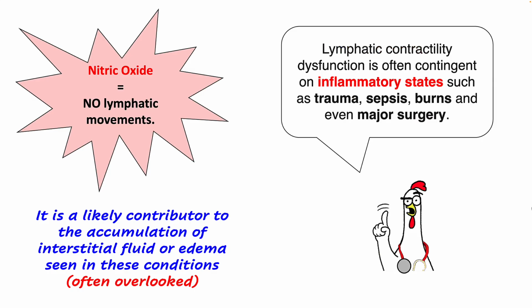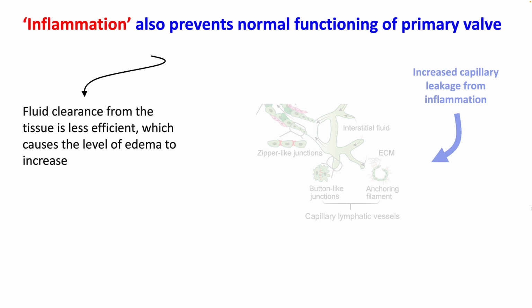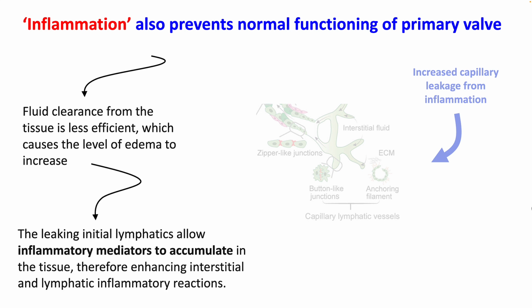In inflammatory states such as trauma, sepsis, burns, and even major surgery, nitric oxide prevents the lymphatic function and contributes to accumulation of fluid in the interstitium. Inflammation also prevents the normal functioning of the primary valve of the lymphatics, and this results in less efficient clearance of all these inflammatory molecules, and they accumulate in the interstitium, thereby enhancing the interstitial and lymphatic inflammatory reaction.